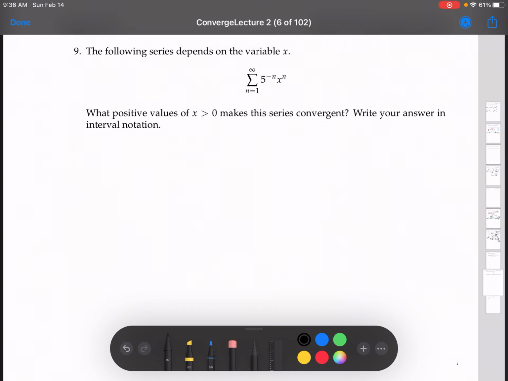In this problem, we're given a series that depends on the variable x right there. Our goal is to find all positive values of x that make this series converge. And our answer is going to be an interval.